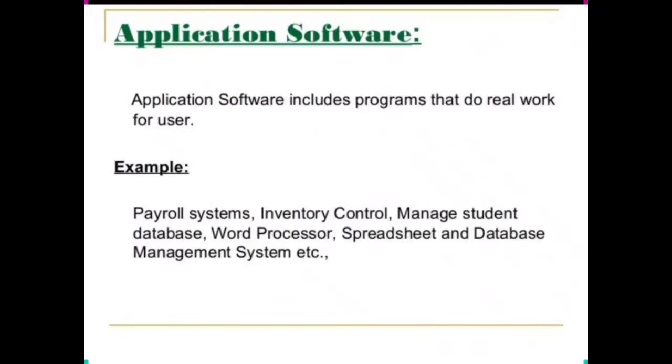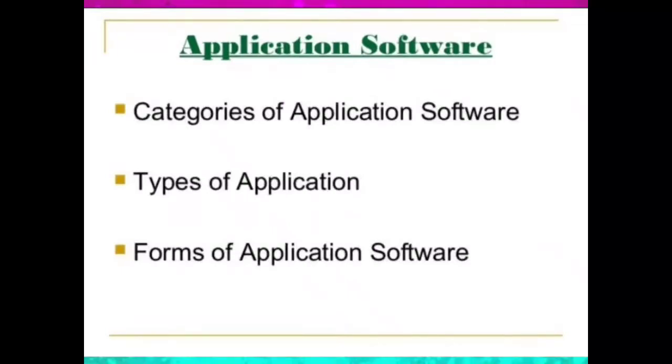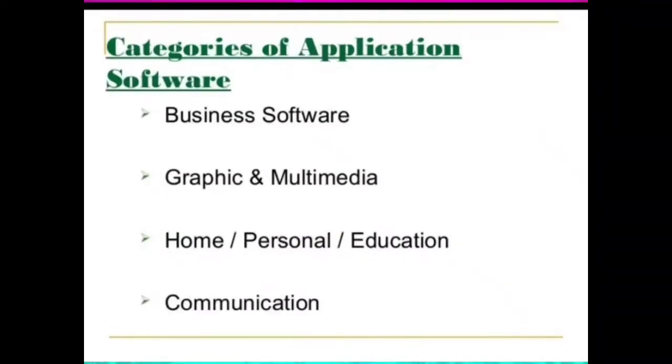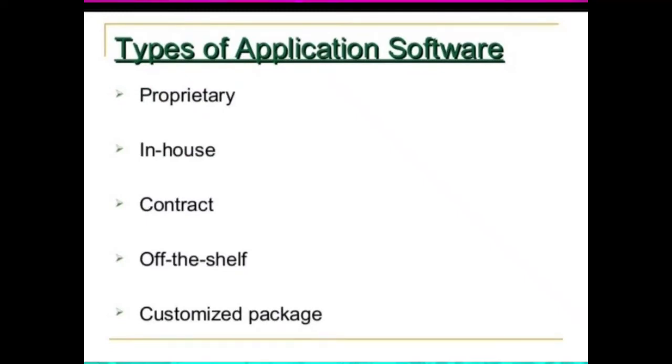Application software: application software includes programs that do real work for the user. Example: payroll system, inventory control, manage student database, WordTracer, spreadsheets, and database management system, etc. Categories of application software, types of application, forms of application software. Categories of application software: business software, graphic and multimedia, home, personal, education, and communication. Types of application software: proprietary, in-house, contract, off-the-shelf, customized, packaged.